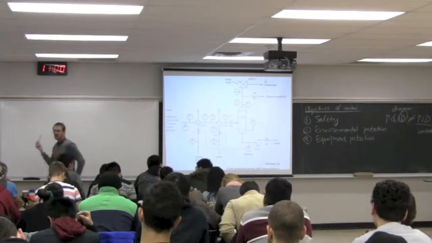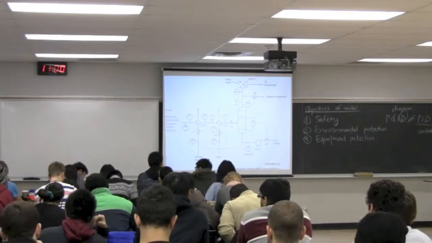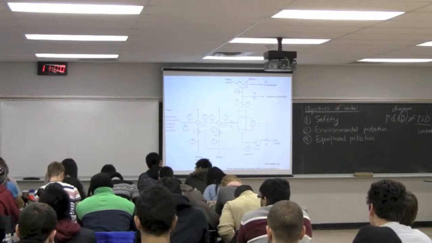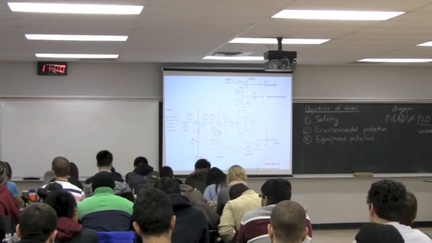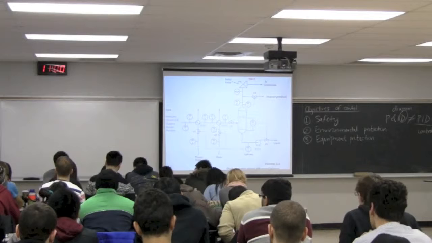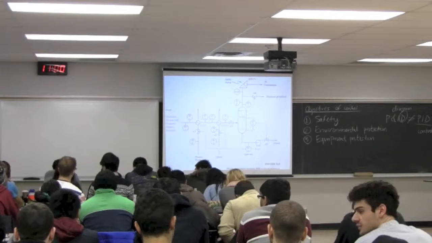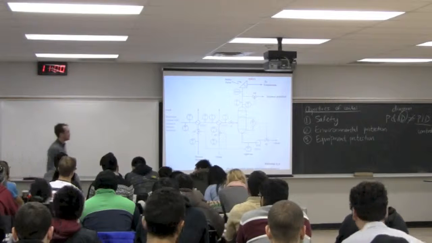So you can argue PC1 is also there for equipment protection. We're protecting our equipment from blowing up. So control loops, multiple objectives. Notice we haven't covered profits or making good quality product yet. These are all lower down on the list. So let's look at the next one over here. The other one is smooth operation.